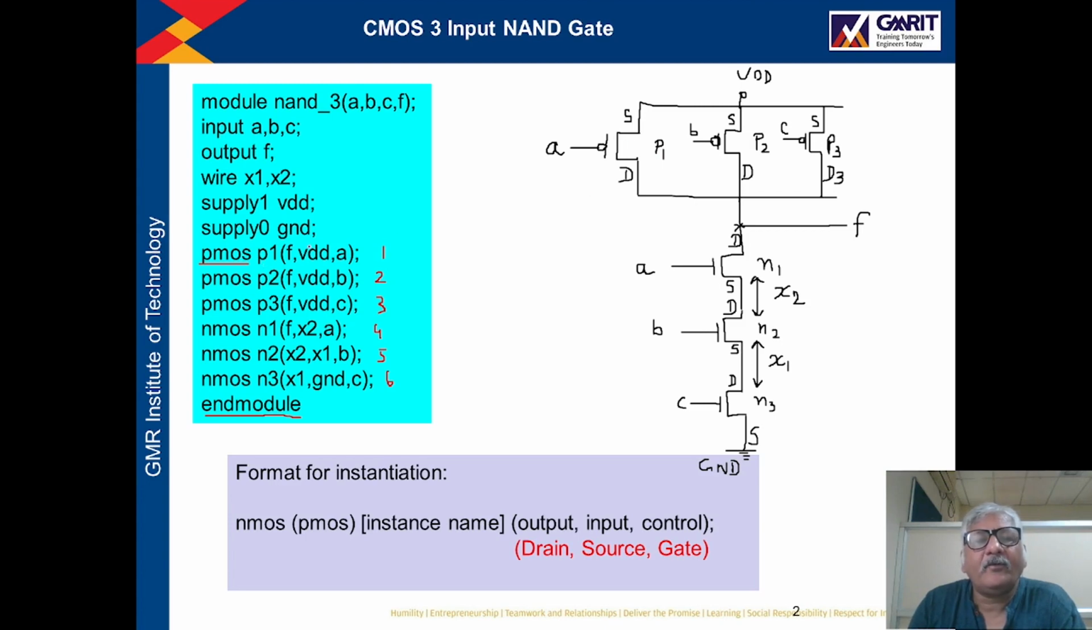The label of this PMOS is P1. This means we are talking about this PMOS now. So we will do the instantiation. The format of the instantiation is like this. I will use a pmos, then the instance name.